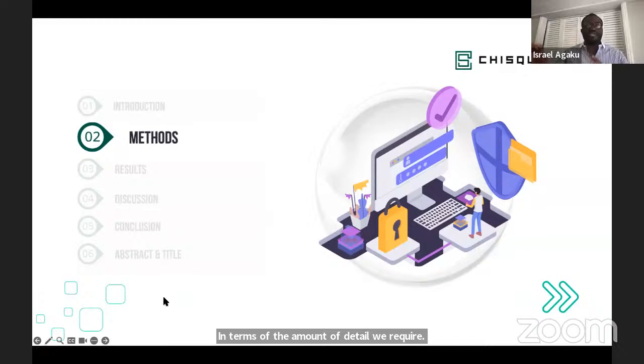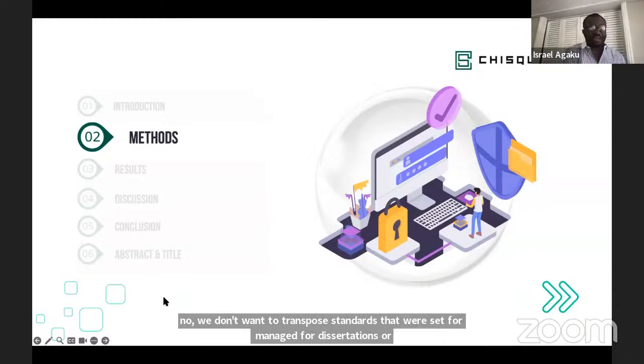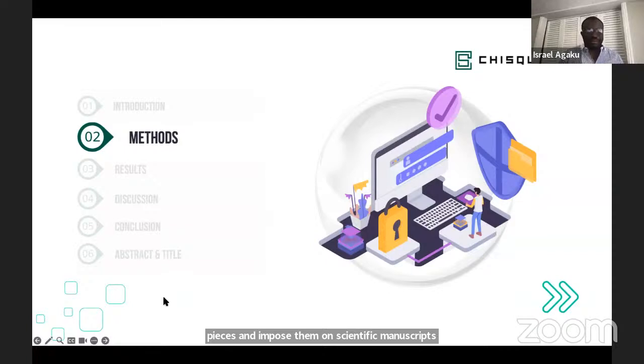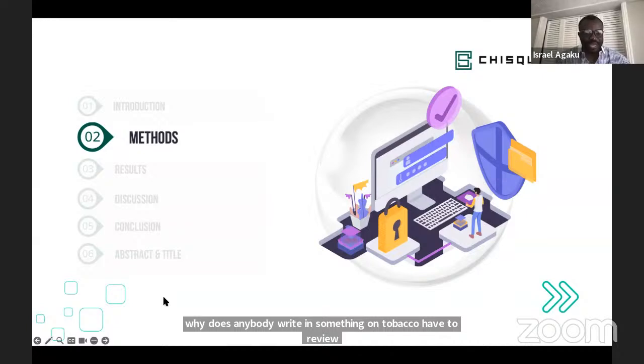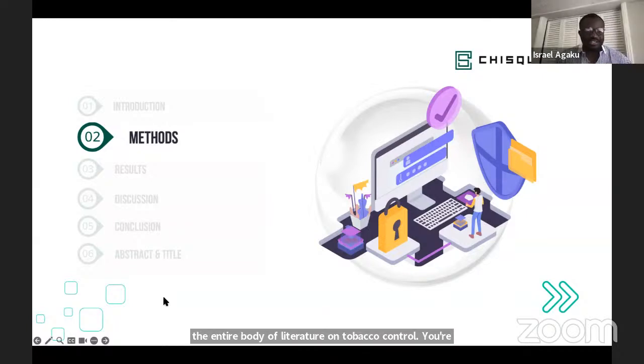So no, we don't want to transpose standards that were set for dissertations or theses and impose them on scientific manuscripts, because those things are not the same thing. With a manuscript, you are communicating with experts. Why does anybody writing something on tobacco have to review the entire body of literature on tobacco control? You're writing to experts who wrote that literature themselves. You don't need to remind them of what they wrote. They know what they wrote. They know what's in the literature already.